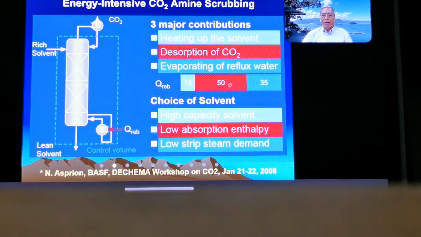So you put this number in 4 gigajoule per ton of CO2 capture. That's about 30% of electrical power generated from an electrical power plant. And that's why it's so energy intensive, expensive.